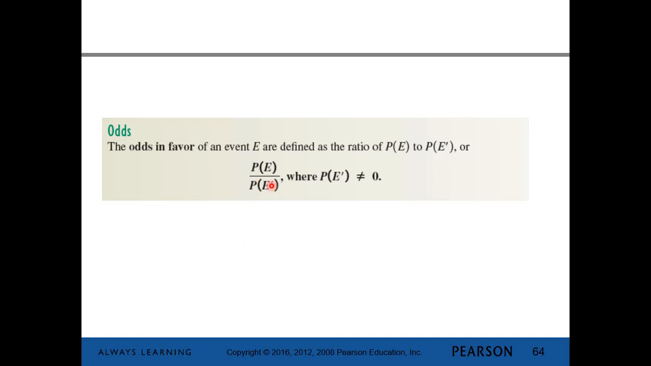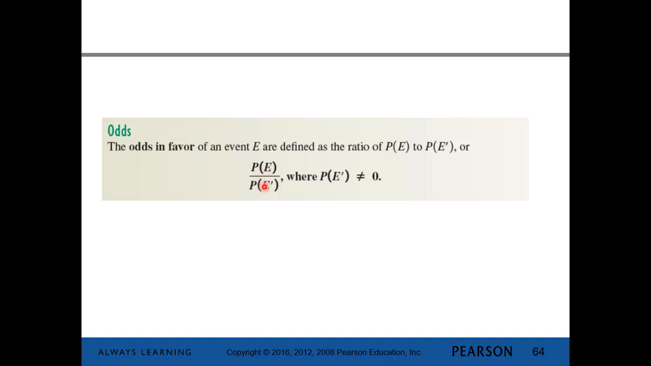So the odds in favor is we just take the probability of an event occurring divided by the probability of the event not occurring. Okay? And when we apply the definition of probability, it becomes the number of outcomes that give me the event divided by the number of outcomes that don't give me the event, because the sample space cancels. And again, the probability here cannot be 0.